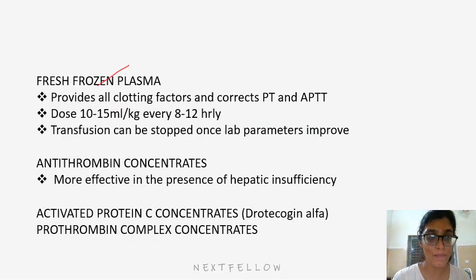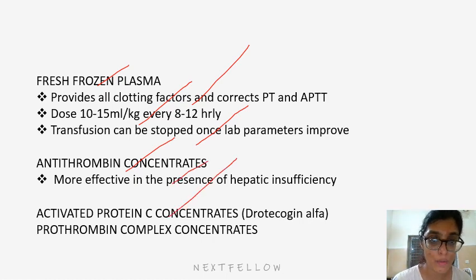Fresh frozen plasma. It provides all clotting factors and corrects PT and APTT. Dose is 10 to 15 ml per kg every 8 to 12 hourly. Transfusion can be stopped once lab parameters improve. Antithrombin concentrates are more effective in the presence of hepatic insufficiency. Activated protein C concentrates, drotrecogin alfa, very important. Prothrombin complex concentrates can be given.